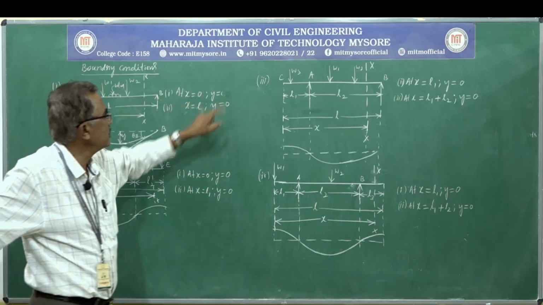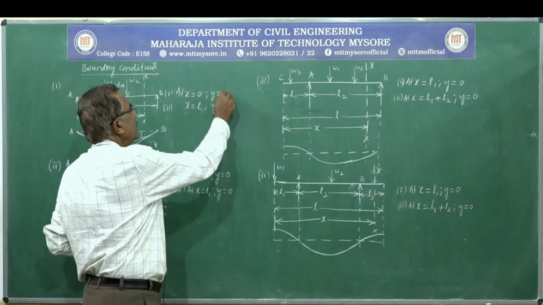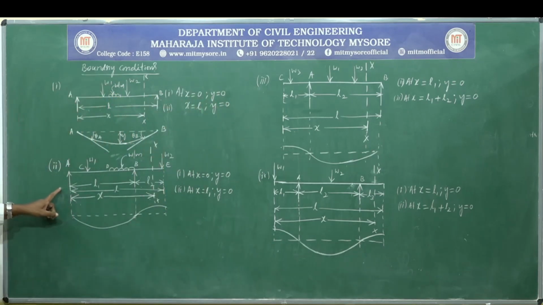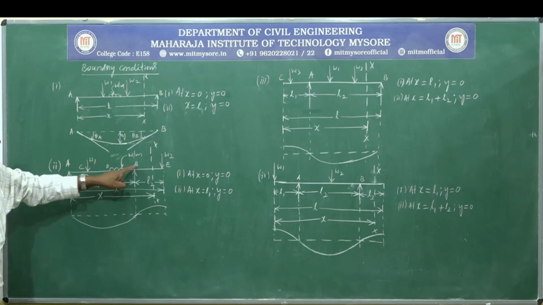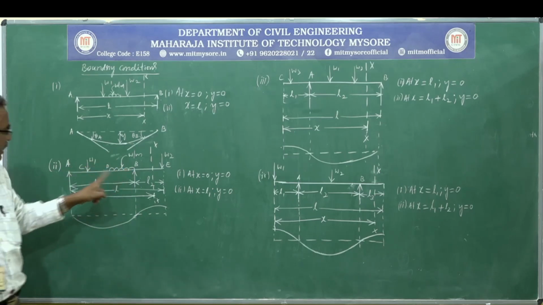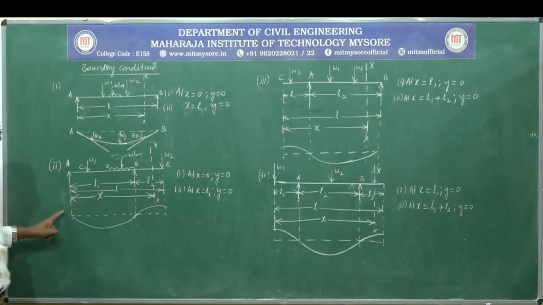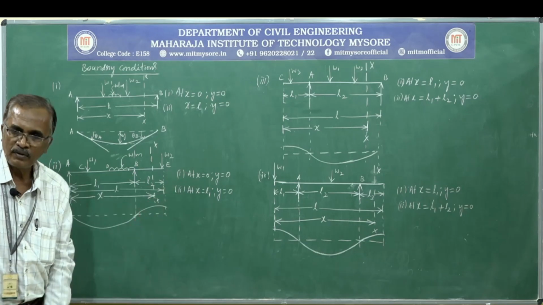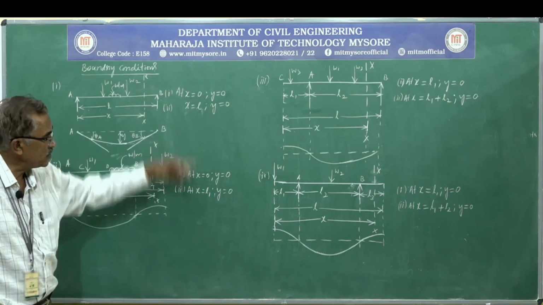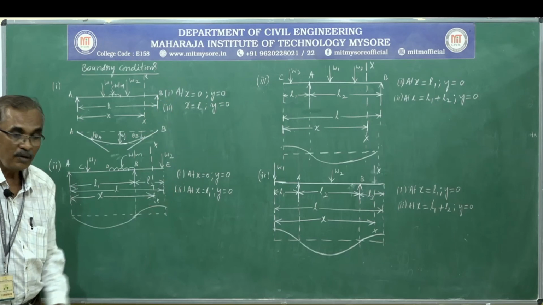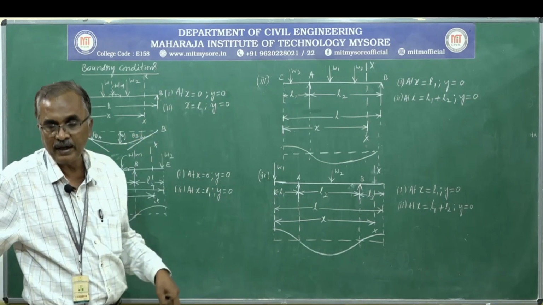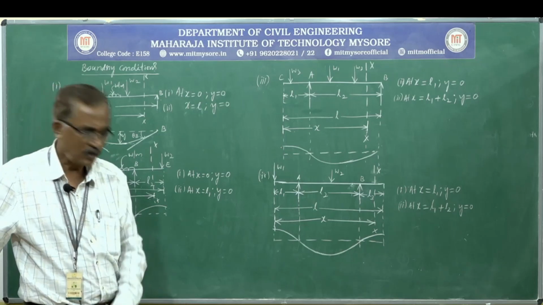That is, x is equal to 0, y is equal to 0. Then the second condition is x is equal to L, y is equal to 0. In the second case, a single overhanging beam, deflection is 0 at A and B, the support points. So the boundary conditions are x equal to 0, y equal to 0, and x equal to L1, y equal to 0. If you substitute these boundary conditions in the last equation number 4 which we have written, you will get C1 and C2 automatically.